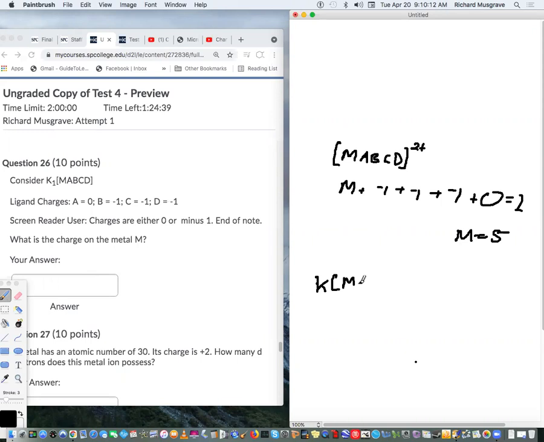Now, when you've got K, M, A, B, C, D, then K is going to be 1 plus, and the rest of this is going to be 1 minus. So M plus 0 plus negative 1 plus negative 1 plus negative 1 all has to add up to negative 1. So that would be M would have to equal 2.